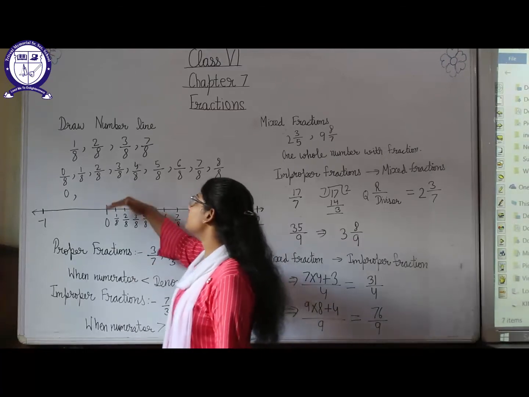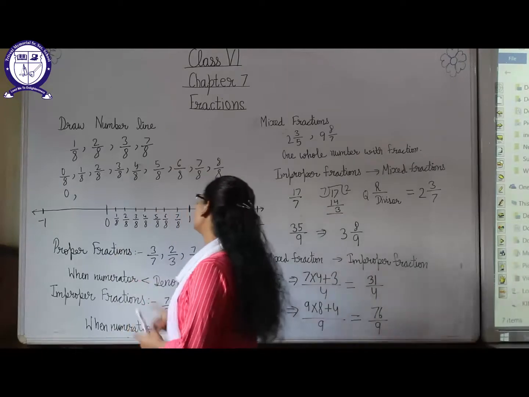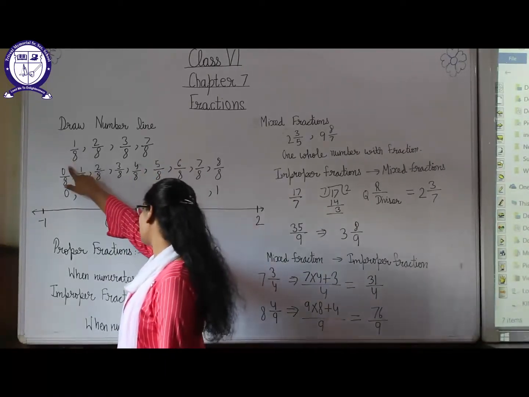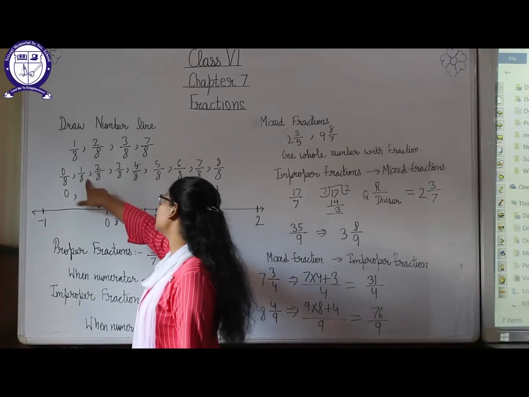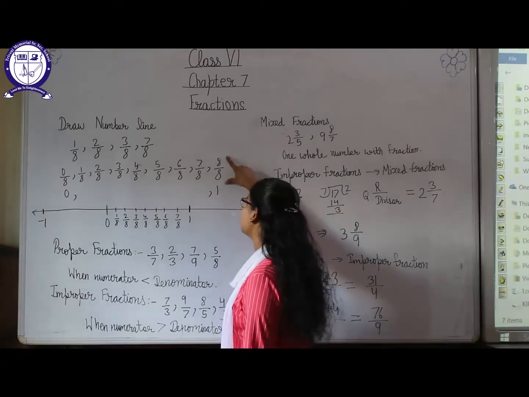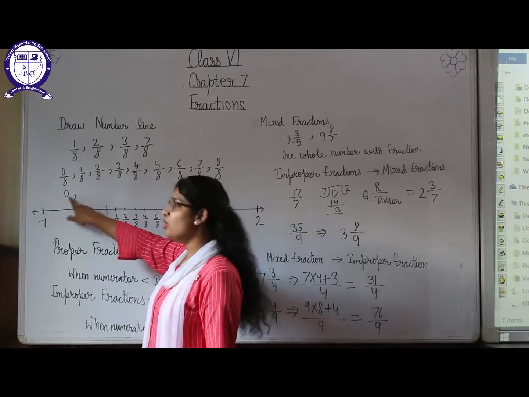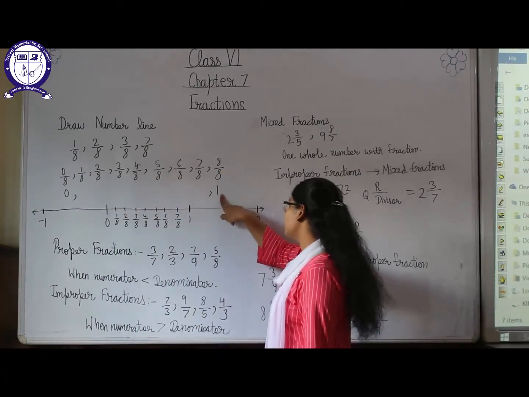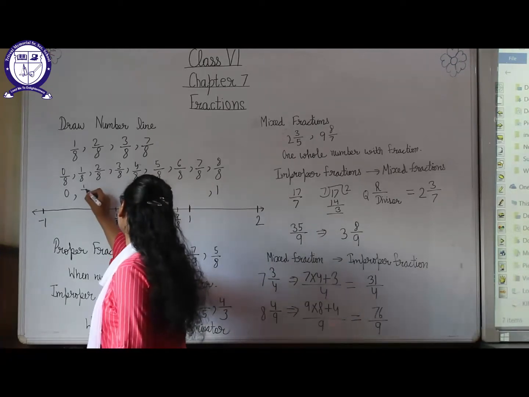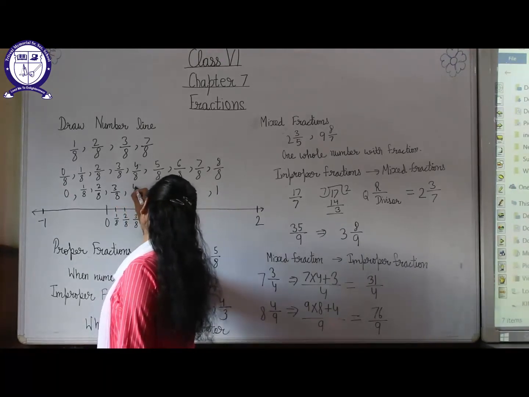So students, first of all you have to check that in between which two whole numbers these fractions are coming. Okay, so we can write 0 by 8, 1 by 8 is this, then 2 by 8, 3 by 8, 4 by 8, 5 by 8, 6 by 8, 7 by 8 and 8 by 8. In this we can check that 0 divided by 8 will be 0 and 8 divided by 8 will be 1.